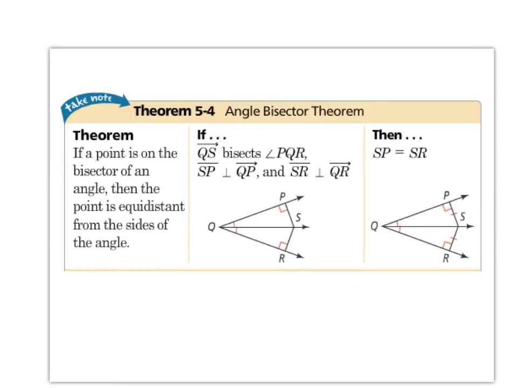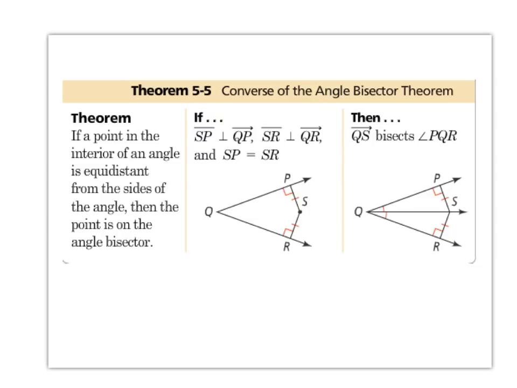So if QS, that line there, bisects, or cuts in half, angle PQR, that angle right there, and SP is perpendicular to QP, and SR is perpendicular to QR, then those lengths, SP and SR, this length here and this length here, are going to be equal.